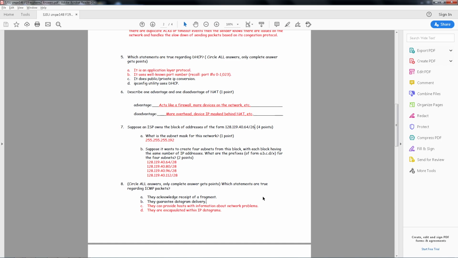B. They guarantee datagram delivery. Again, false. ICMP has nothing to do with datagram delivery. In addition, datagram is the term used for UDP. So I don't even know why someone would circle that. I know in this class we used them analogously.